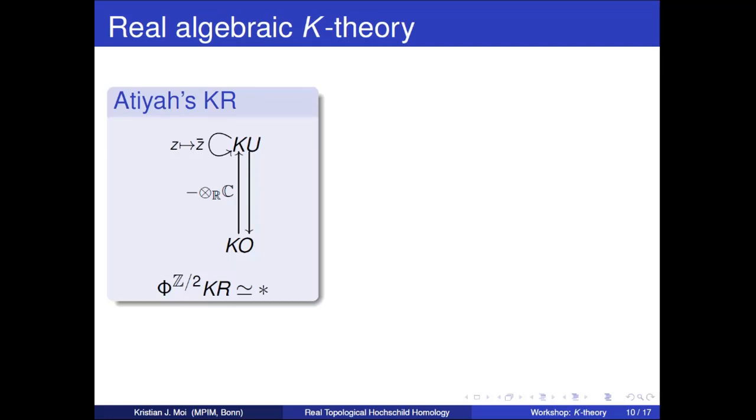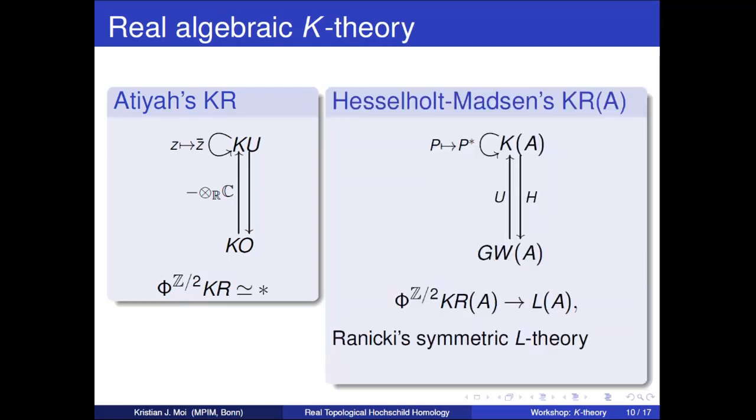So real algebraic K-theory, which I'm going to present now, is somehow analogous to this, and that's how it got its name. Okay. So this is due to Hesselholt and Madsen. And we write it as KR of A, that's real algebraic K-theory of A, and now A has to be a ring with anti-involution. Okay, and so what does it look like?